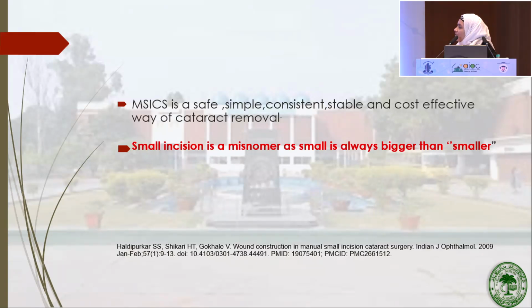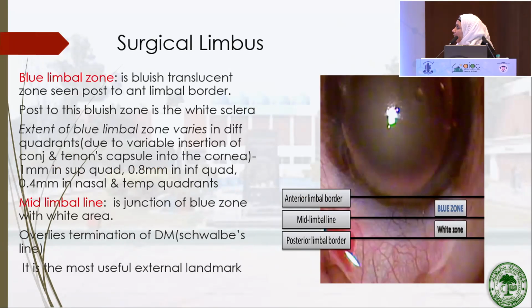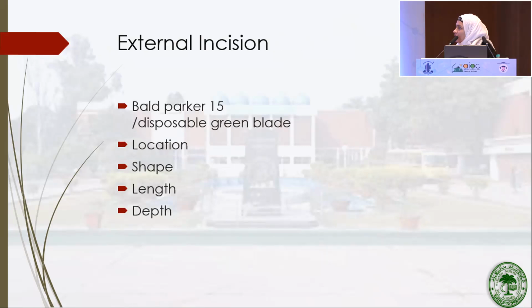But small incision is a misnomer because the external incision is larger than the internal incision. In a quick recap of the surgical limbus, I would only like to emphasize that the incision should be given behind the mid-limbal line to avoid trauma to the trabecular meshwork and to avoid DMD. I've divided the wound construction into 3 parts: the external incision, the sclerocorneal tunnel, and the internal incision. The external incision should be created with a Ball-Parker knife or a disposable green plate, as we all do. The location, shape, strength, length, and depth matter.